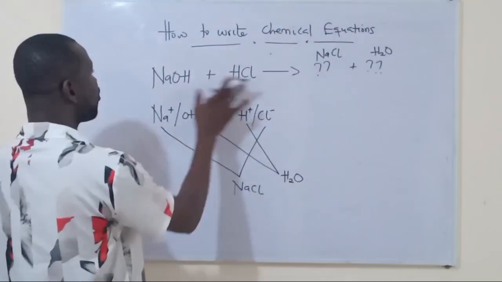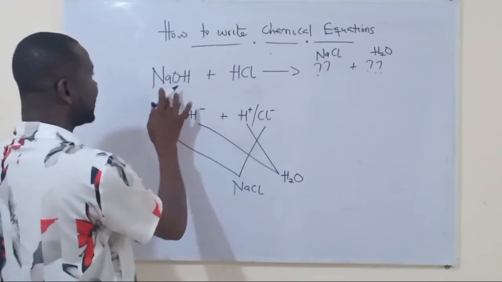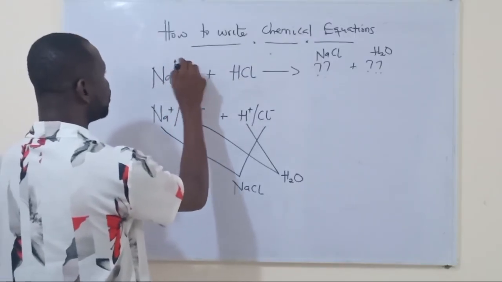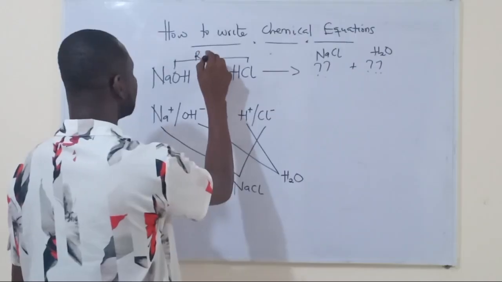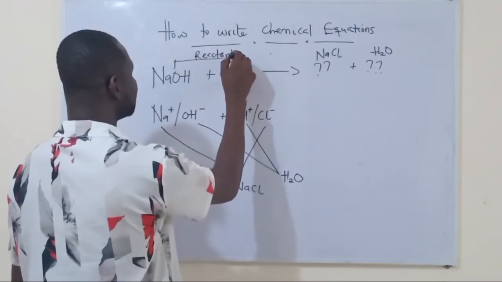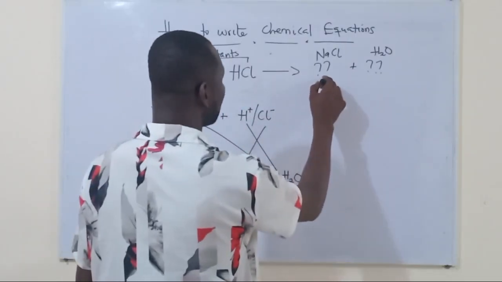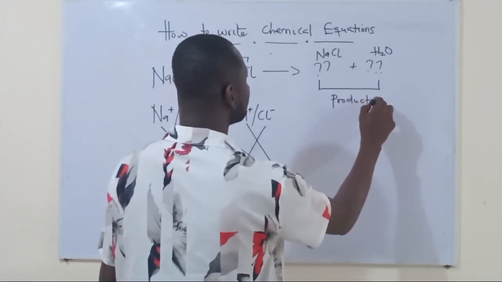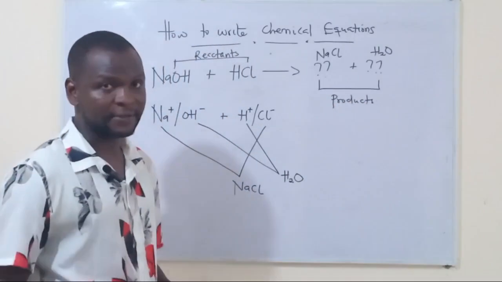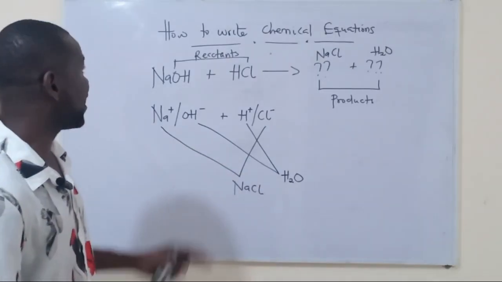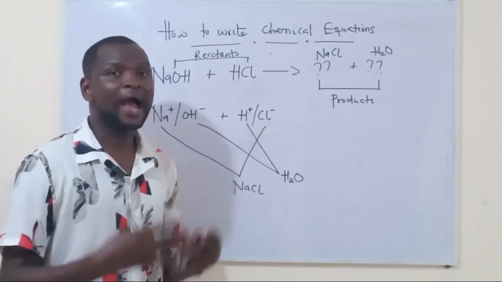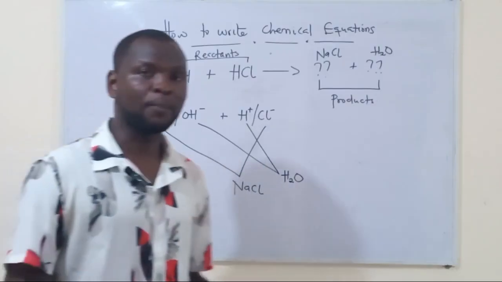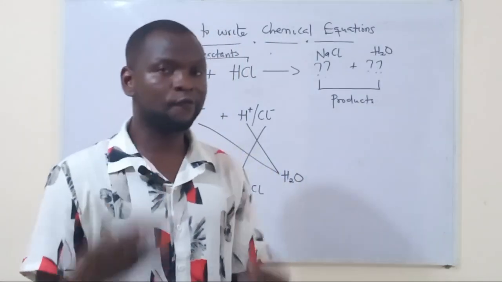So the compounds on your left-hand side are always called the reactants. They are known as the reactants. And those on your right-hand side are called your products. So they are known as the products. So that is how you can write out a chemical equation applying the knowledge from writing chemical formulas.